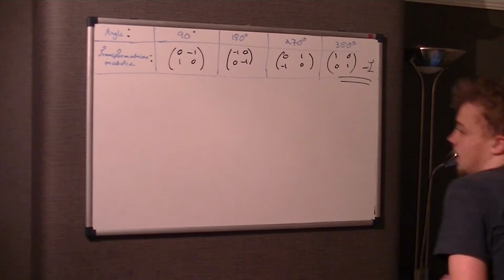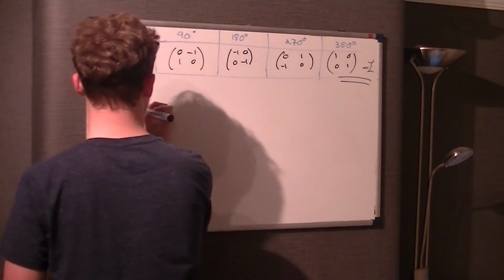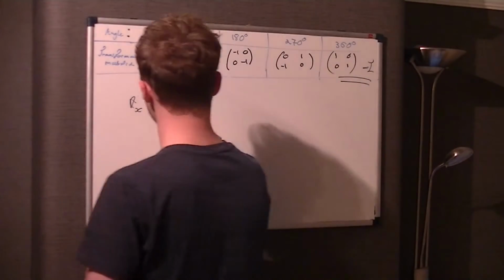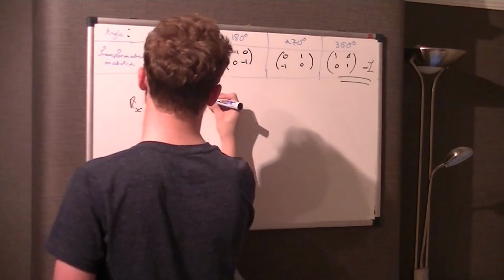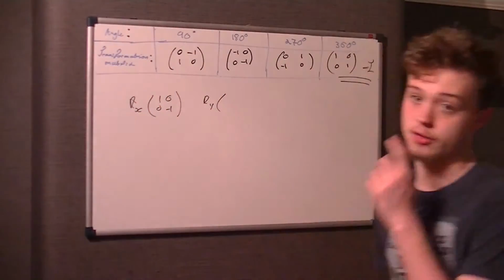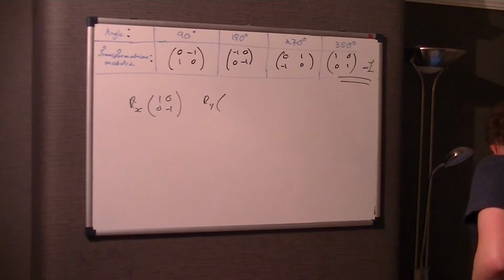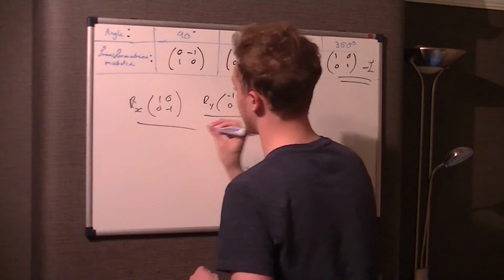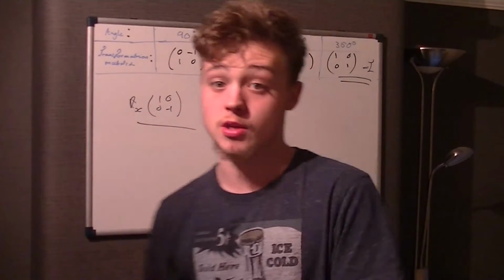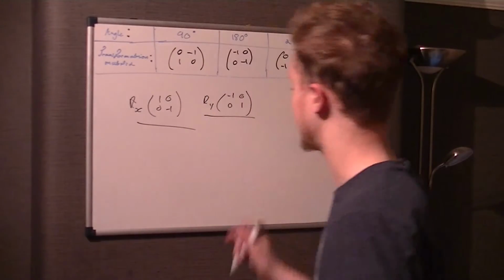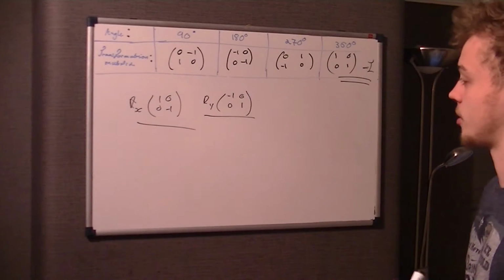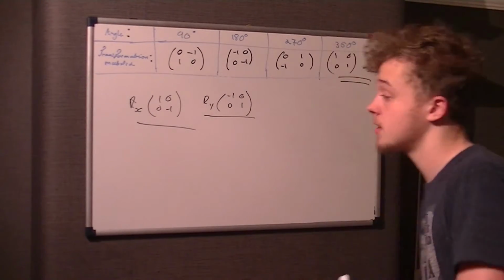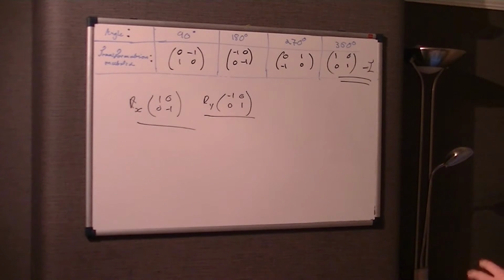So a reflection in the x-axis, label this Rx, is equal to 1, 0, 0, minus 1. And a reflection in the y-axis is -1, 0, 0, 1. Okay, so they're the two transformation matrices. That's the transformation matrix for reflection in the x-axis, Rx, and the other one is the transformation matrix for reflection in the y-axis, Ry. Okay, so you can correspond them quite clearly.